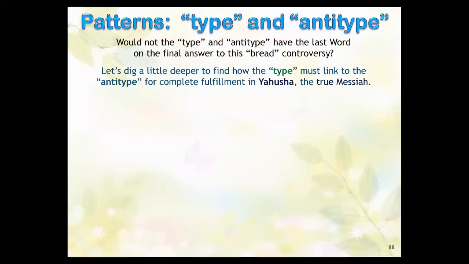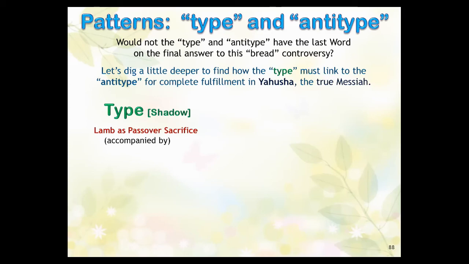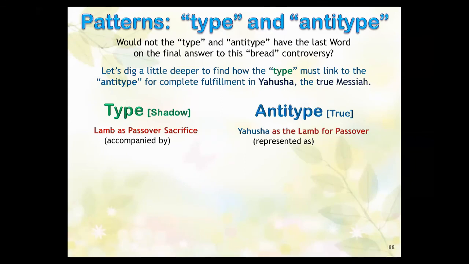Well, maybe through patterns of type and antitype. Maybe that would work. Remember, we said that was something we have to remember. Would not the type and the antitype have the last word on the final answer to this bread controversy? Well, how about digging a little deeper to find how the type must link to the antitype for complete fulfillment in Yahusha, who is the true Messiah. Now remember, the type is the shadow of something that is going to come as the true. So antitype, I know it's an unusual term, but it does mean the true. It's the revealing of the true.